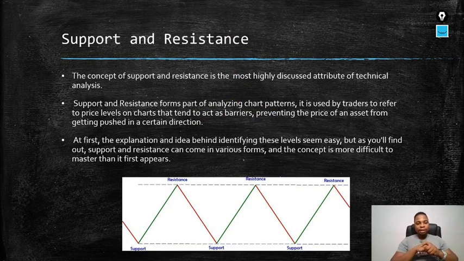The concept of support and resistance is the most highly discussed attribute of technical analysis. Support and resistance forms part of analyzing chart patterns. It is used by traders to refer to price levels on the charts that tend to act as barriers, preventing the price of an asset from getting pushed in a certain direction. At first, the explanation of the idea behind identifying these levels seems very easy, but as you'll find out, support and resistance can come in various forms, and the concept becomes more difficult to master than it first appears.